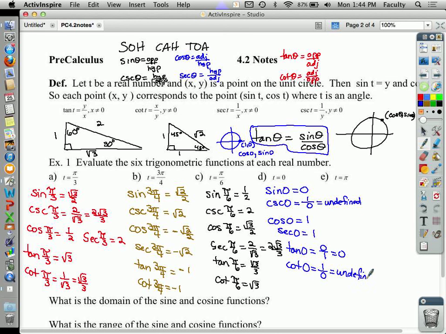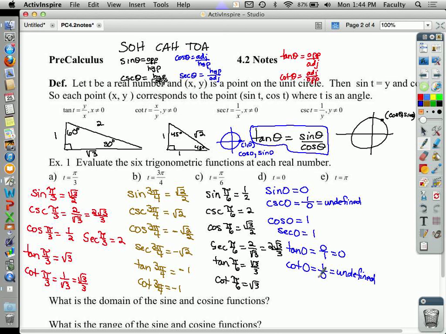and so that's undefined. Make sure on your homework and on the quiz and on the test, you do not leave 0 divided by 1. That's going to tell me you don't understand what's going on. You have to make sure you say that's 0. And with the next one, 1 divided by 0, don't leave that. You need to say it's undefined.